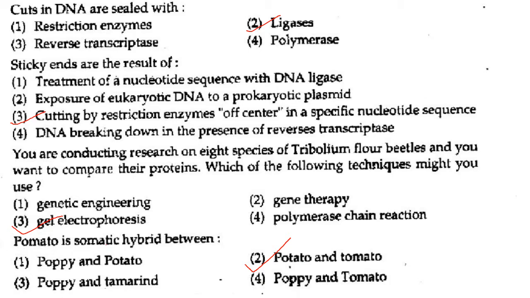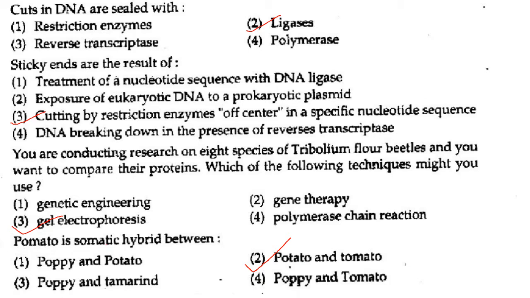Next one. Sticky ends are the result of option 1, treatment of a nucleotide sequence with DNA ligase. Option 2, exposure of eukaryotic DNA to a prokaryotic plasmid. 3, cutting by restriction enzymes off center in a specific nucleotide sequence. 4, DNA breaking down in the presence of reverse transcriptase. Answer is option 3, cutting by restriction enzymes off center in a specific nucleotide sequence.